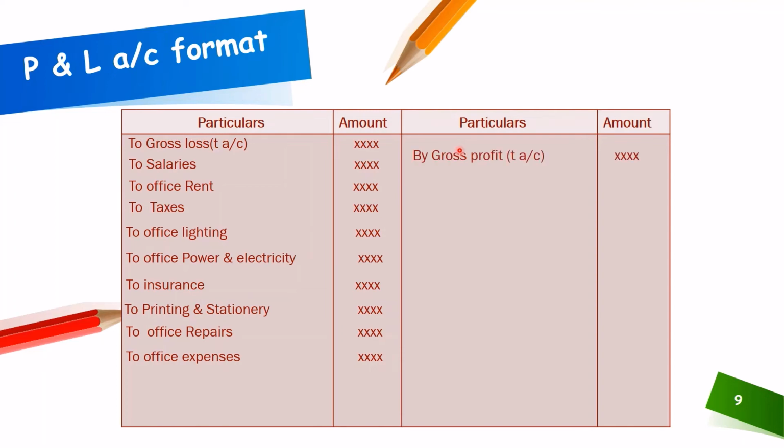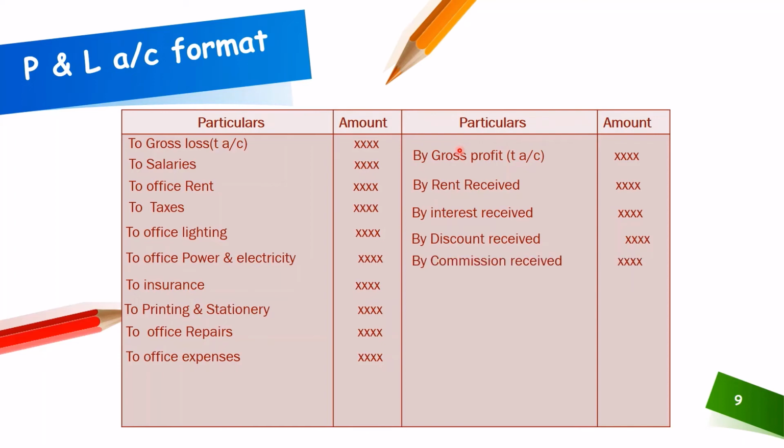Coming to the incomes, if the trading account has a gross profit, we will record it on the income side, and rent received, interest received, discount received, all the receiving aspects will be recorded on the right hand side. Now we'll go with the balances. The debit balance must equal the credit balance.